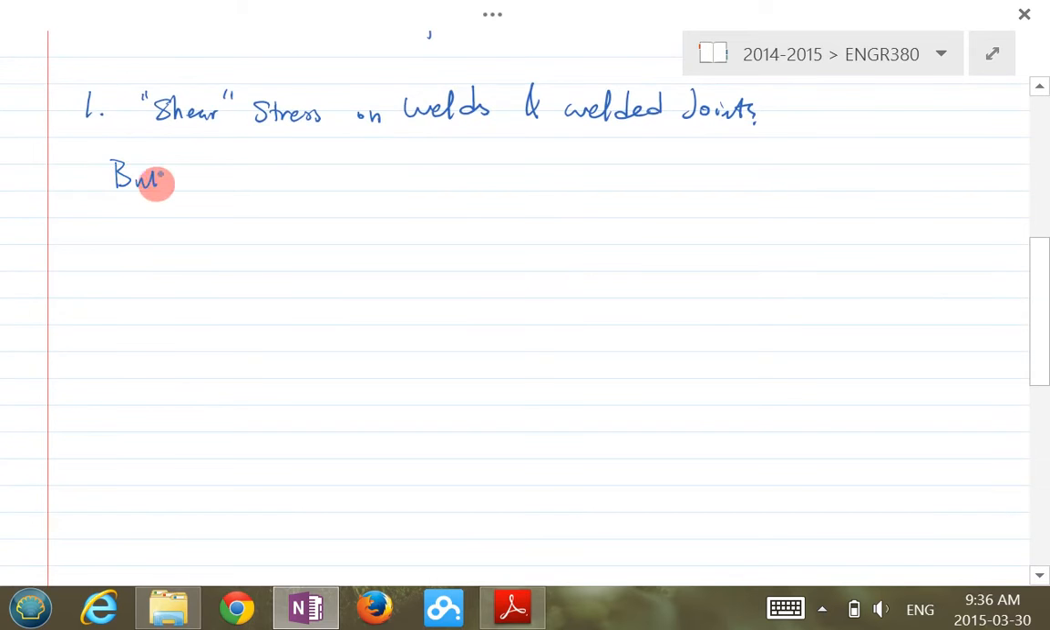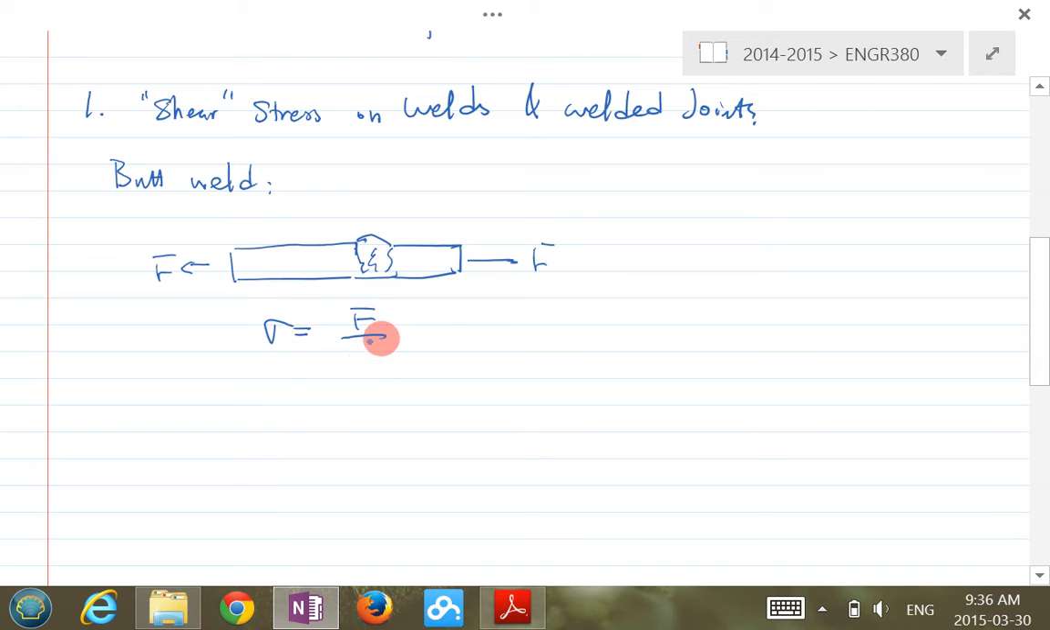So I'll just write the butt type, okay. If you have a plate, the drawing is not that great, but you know what I'm saying here. If you have force at here, so for this type, then sigma is F over A, right? F over A.